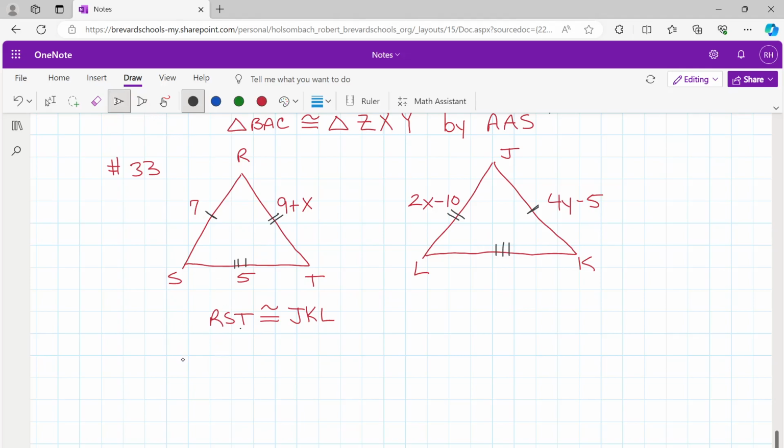So if we need to solve for x and y, let's see. We take our one tick mark, and what do we make 7 equal to? Very good, 4y minus 5. And now we're dealing with x. All right, so we've got a 9 plus x. And what are we going to set it equal to? Good, the 2x minus 10.